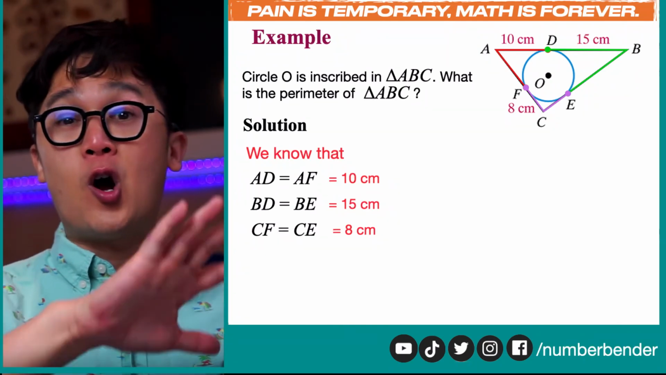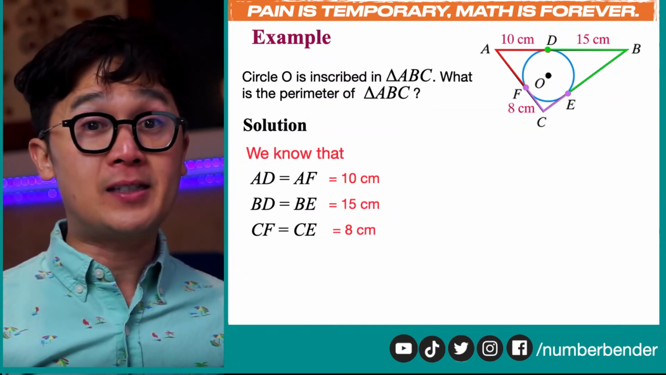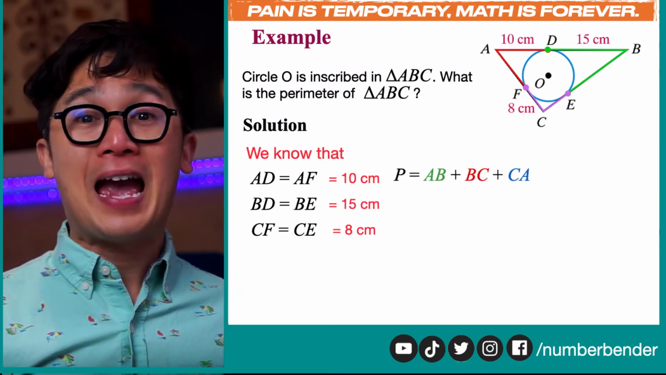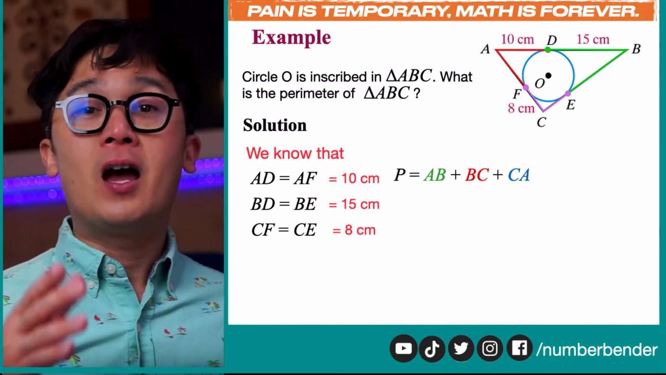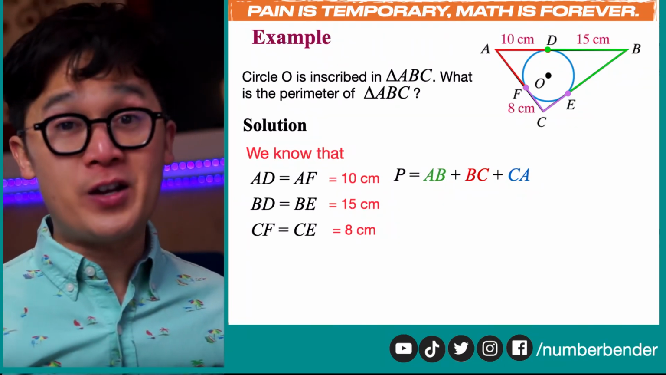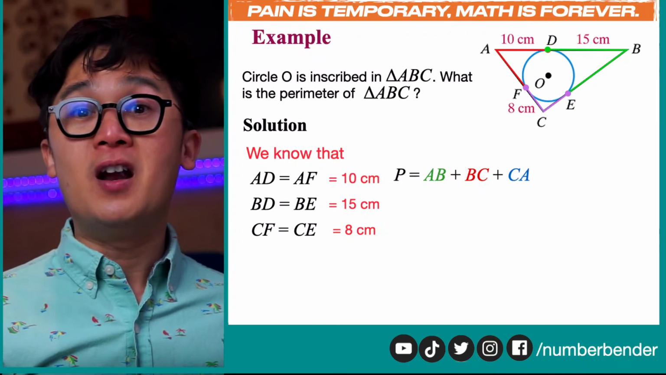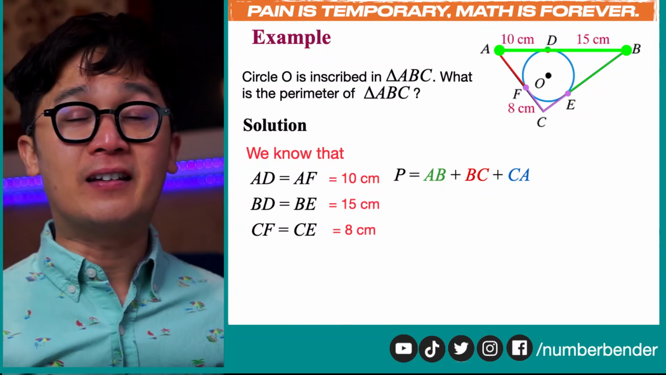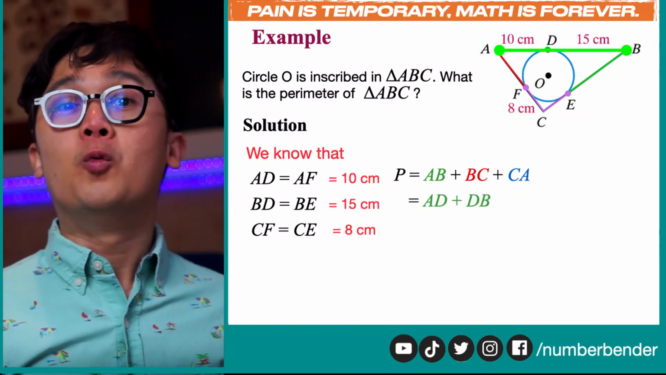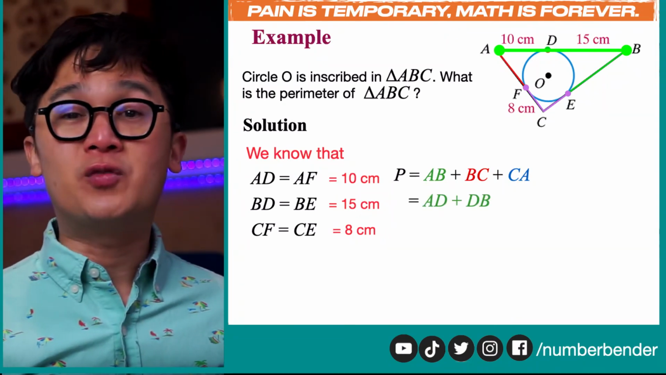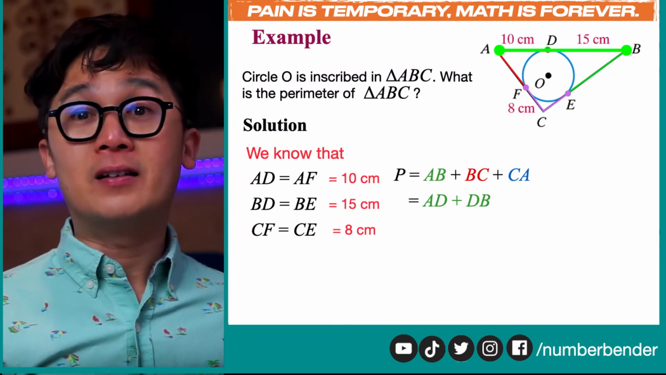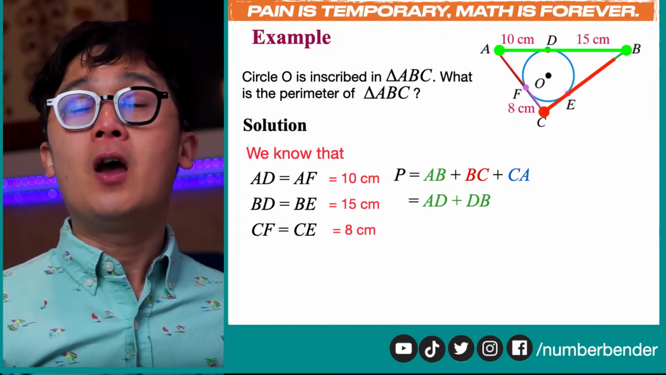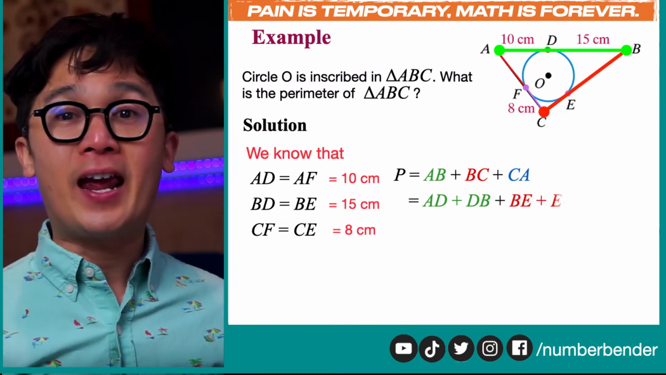And now that we have all our values for our line segments, we are now ready to find the perimeter of our triangle, because by adding up all the segments that are no longer missing or unknown, we'll be able to figure out its perimeter. So for line segment AB, which connects line segment AD and line segment DB, we'll add them up, which is equal to 10 plus 15. And for the second side of our triangle, we have line segment BC, which connects CE and BE.